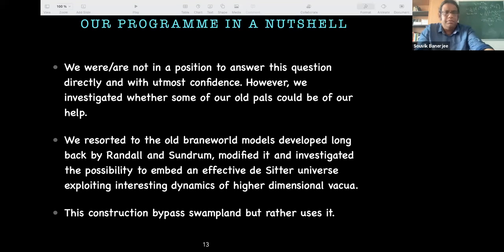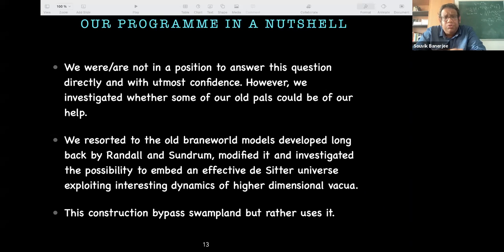Now let me come to the program that we have been talking about. We are not going to answer the question whether you get de Sitter explicitly in string theory or not. But we are trying to understand whether there is a way out where you can evade all these kinds of questions and ask whether there is any other way to find de Sitter using known solutions supported by string theory. So this is the notion we have.